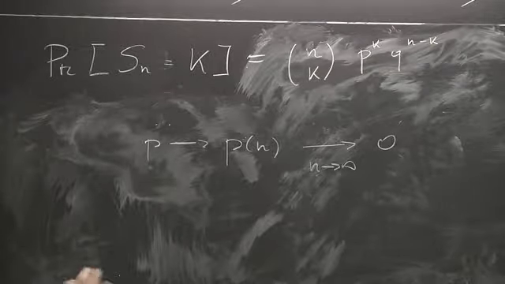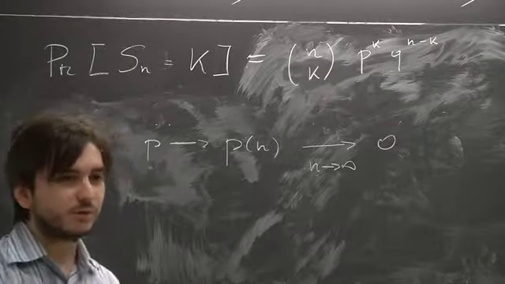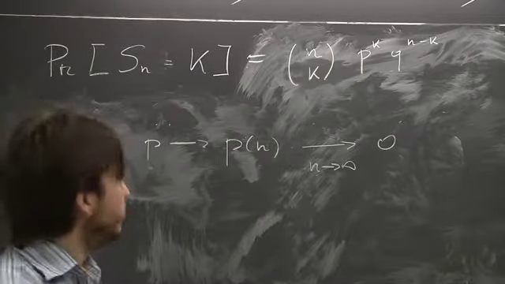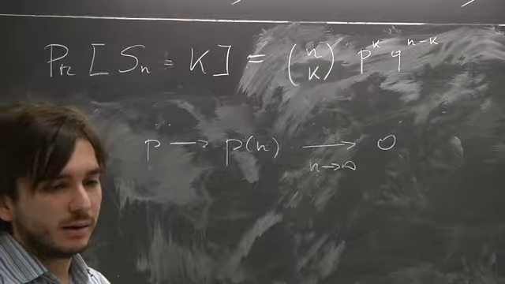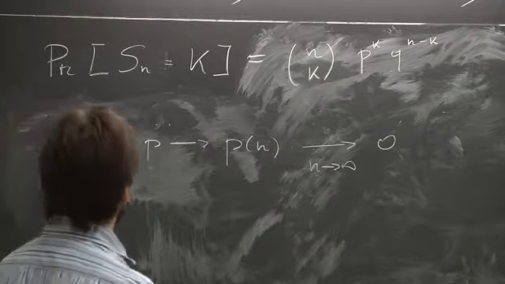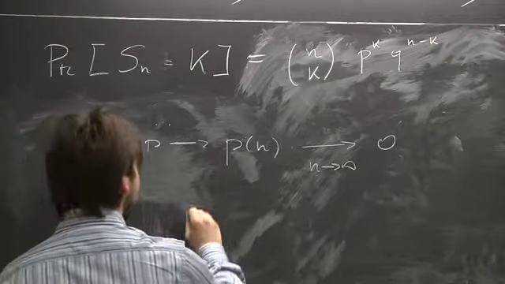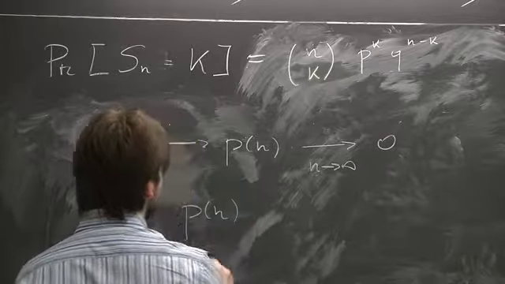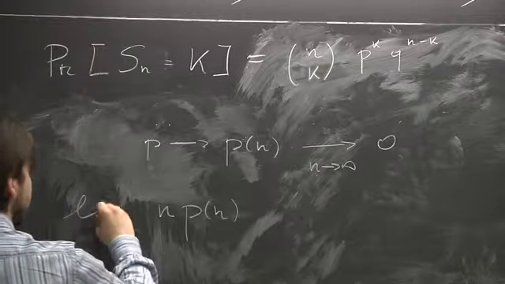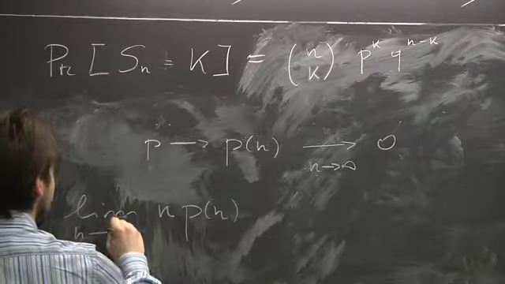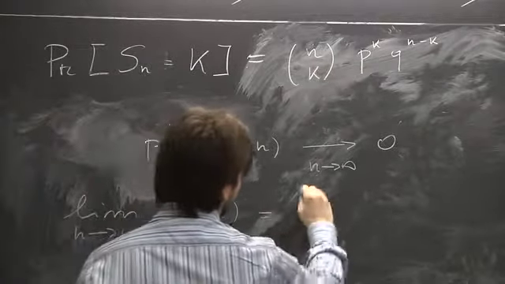I know this may seem a little bit counterintuitive because you're saying, okay, but I'm doing more and more trials and the probability goes to 0. How can this be? But just be patient. The important thing is that Pn times n, this quantity stays finite. So the limit is finite, like lambda.